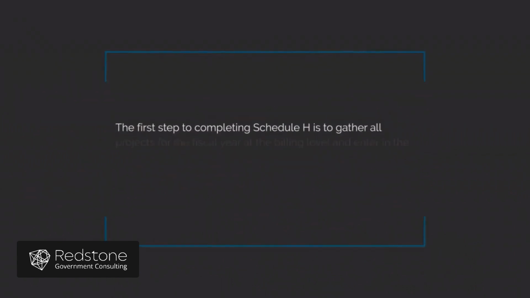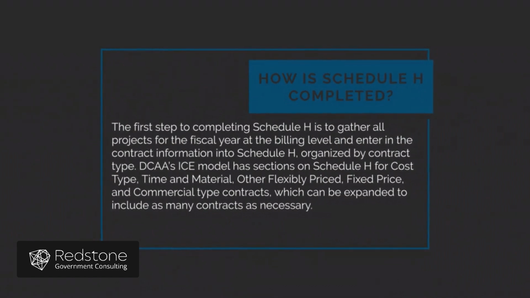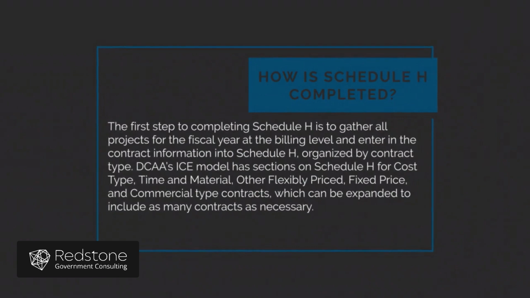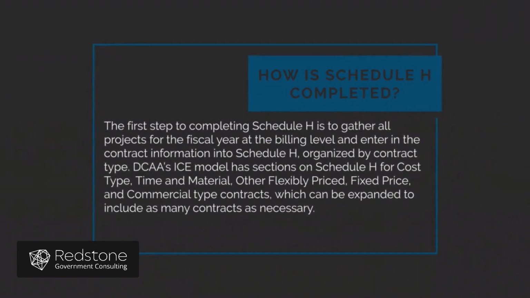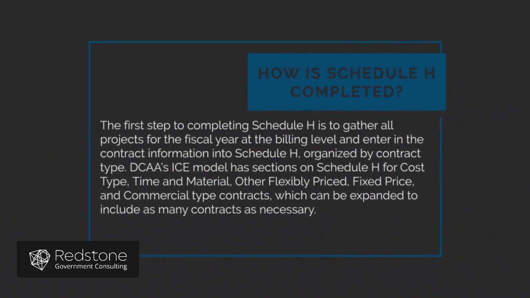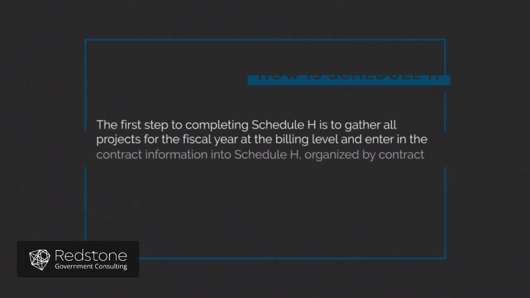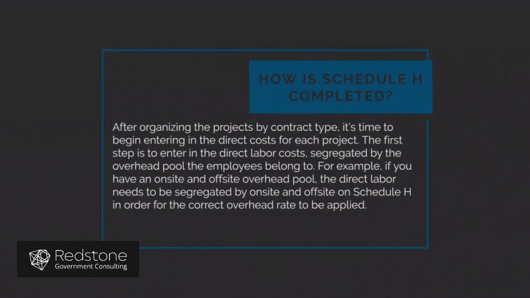The first step to completing Schedule H is to gather all projects for the fiscal year at the billing level and enter in the contract information into Schedule H, organized by contract type. DCAA's ICE model has sections on Schedule H for cost type, time and material, other flexibly priced, fixed price, and commercial type contracts, which can be expanded to include as many contracts as necessary. After organizing the projects by contract type, it's time to begin entering in the direct costs for each project.